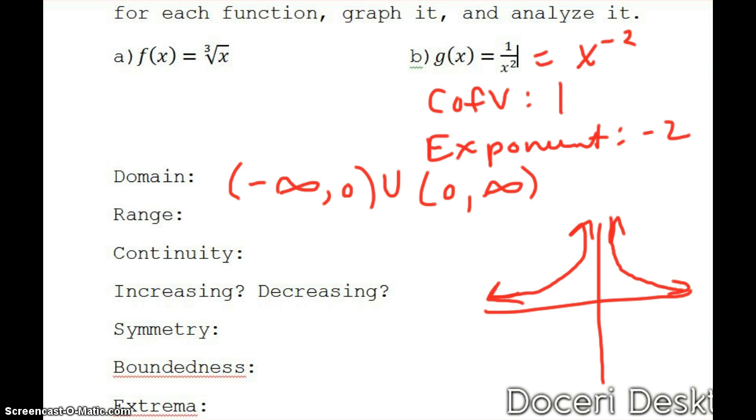And so that's the sketch of my graph. A very rough sketch. The range goes from, actually from 0. It doesn't touch 0, so I'm going to use those parentheses, and then to infinity along the y-axis. It is infinite discontinuity.